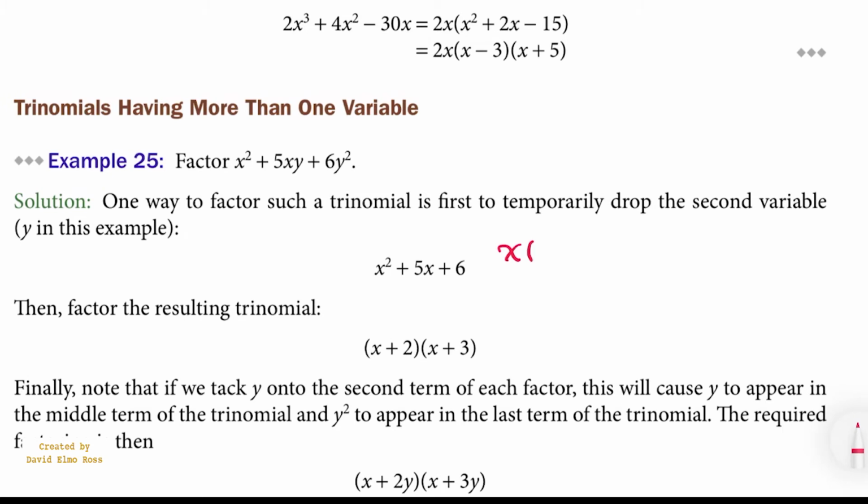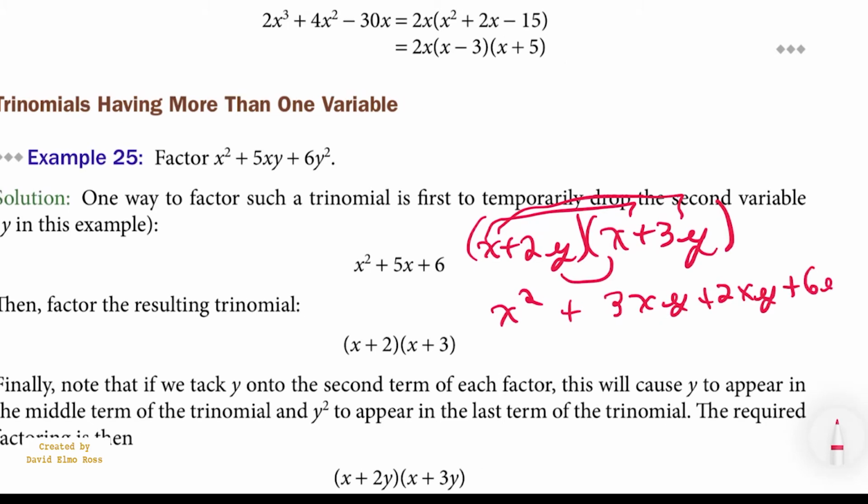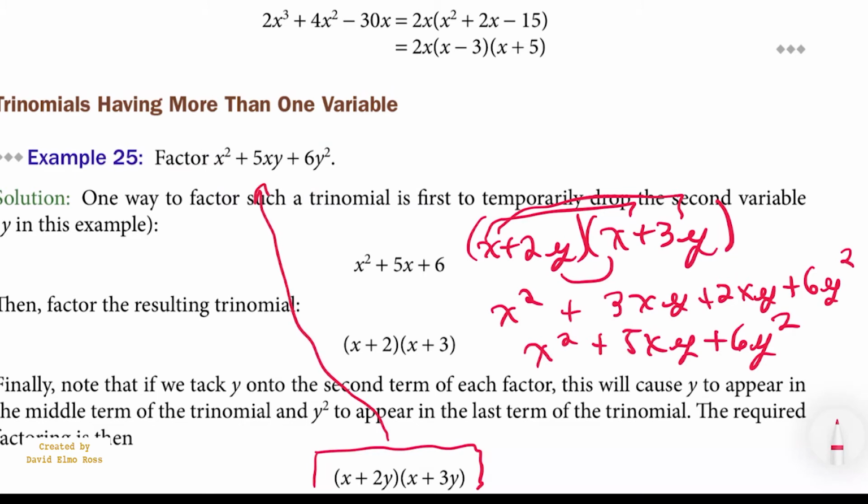Now if we take x plus 2 and add the y back, and x plus 3 and add a y back here, if we do the first terms, that's x squared. Do the outside terms, that's going to be plus 3xy. If we add the inner terms, that's plus 2xy, and we add the final term here, which is 6y squared. This is going to give us x squared plus 5xy plus 6y squared, which is our original. So this is indeed going to be what we need here as a solution. So this is actually the factor of x squared plus 5xy plus 6y squared.